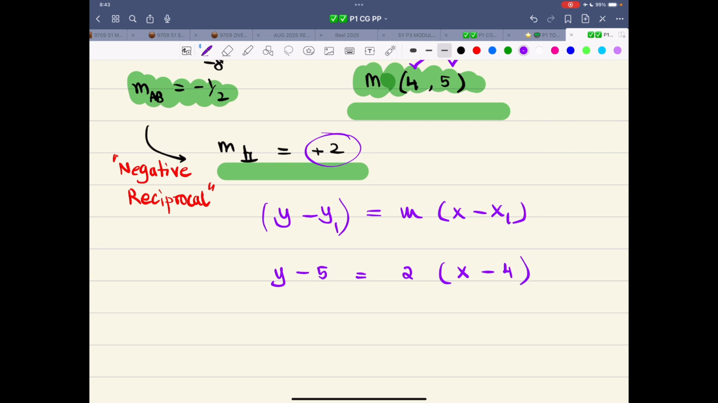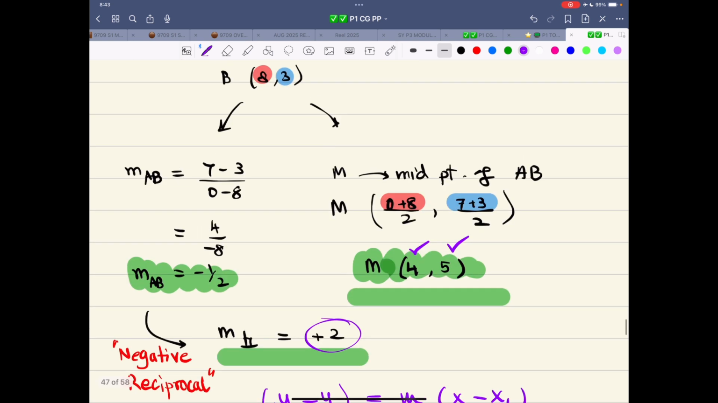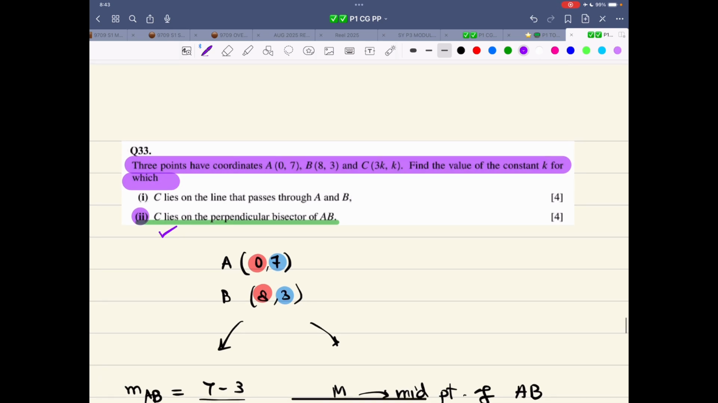First of all, that is the equation. I can simplify it further. I can say y minus 5 is 2x minus 8. Therefore, y is 2x minus 8 plus 5. This is y equals 2x minus 3. That is the equation. Now it says C lies on this line.